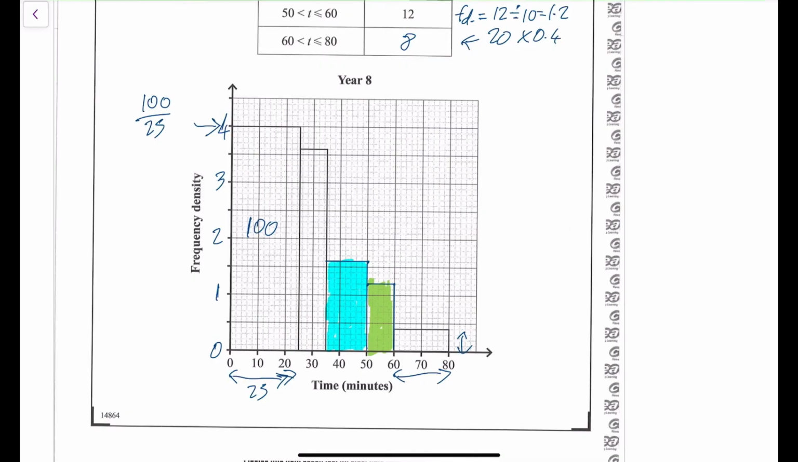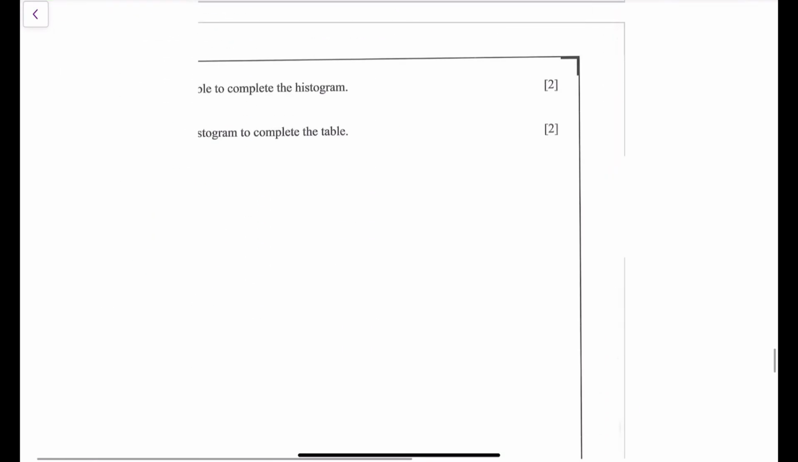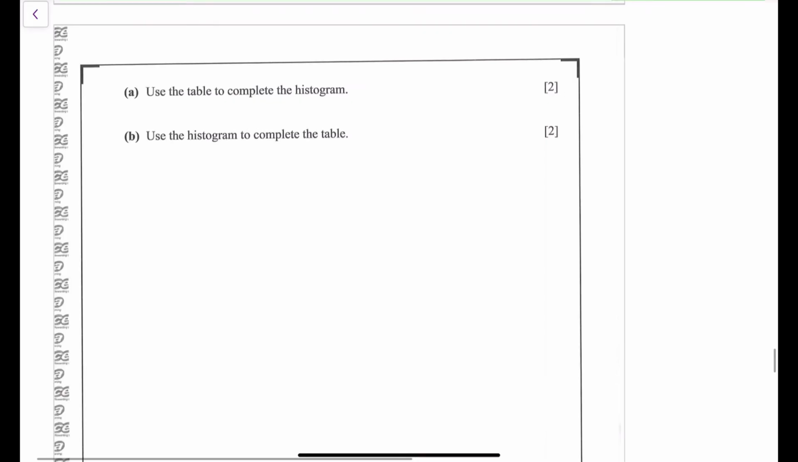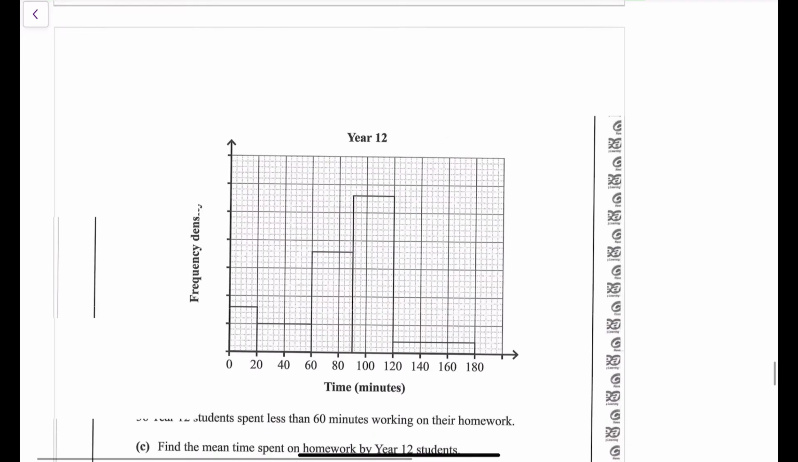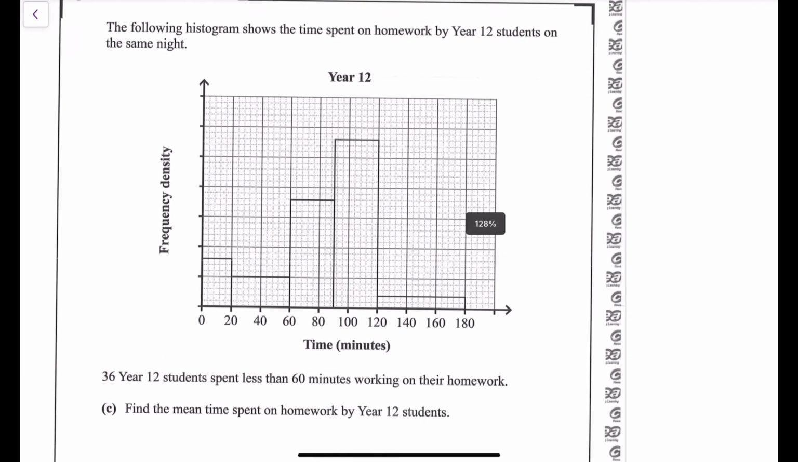Okay, use the table. Sorry, it asked us to use the table to complete the histogram. Done. And use the histogram to complete the table. Done. Okay, right. Now, they've been very smart here the way they've done this. They've given you a new histogram to save themselves a wee bit of time and effort, so that you're not working with an incorrectly drawn histogram; you've got a correct one.